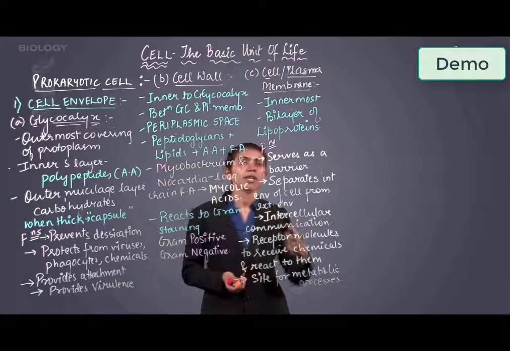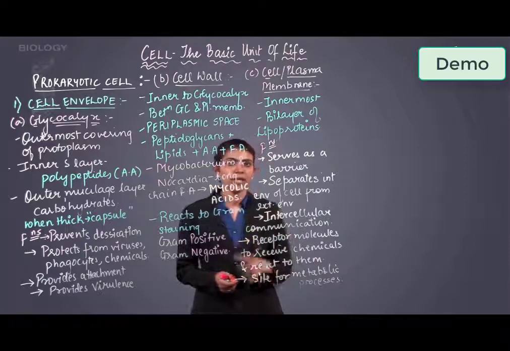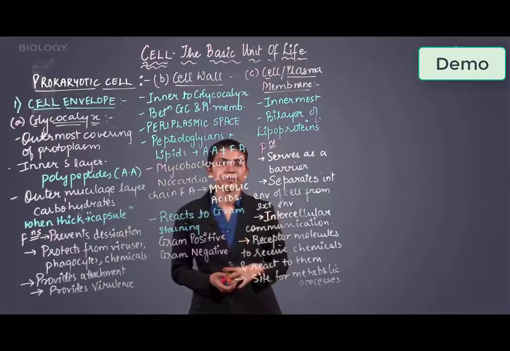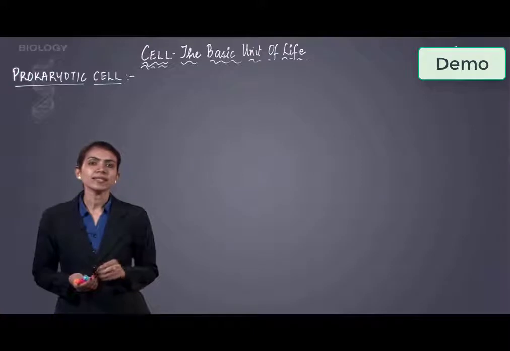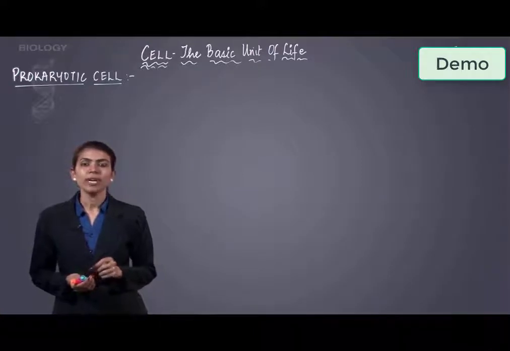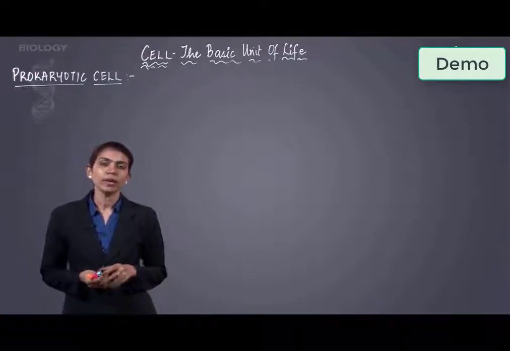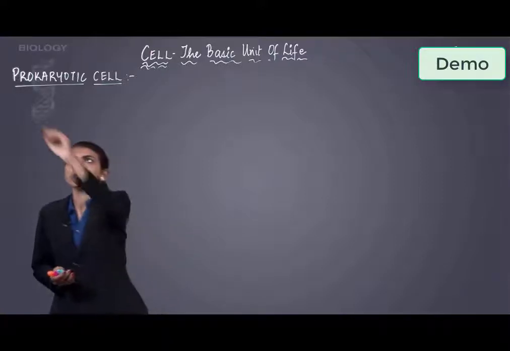In the next session, we shall continue with the structure of the prokaryotic cell. That is, next is the cytoplasm. We have been discussing the structure of a prokaryotic cell. We have already seen about the cell wall. Now let us go to the next structure of the prokaryotic cell, which is the cytoplasm.